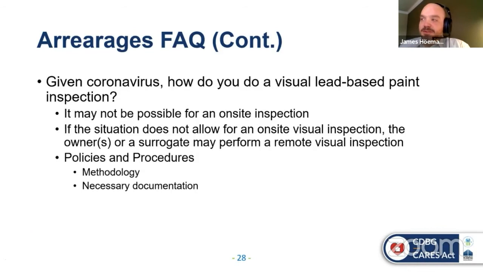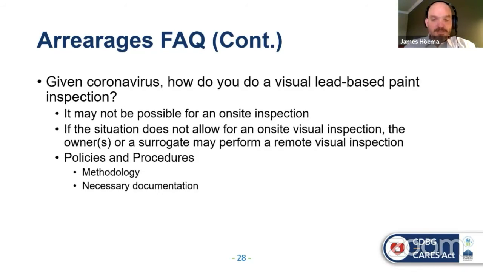So this is a visual inspection. And of course, that is a concern when you're in a pandemic situation, and it may not be possible to do that on-site inspection. It could be that the company being used, or your municipality, or the family themselves don't want to put themselves at risk. That's certainly understandable. So where it's not possible to do that, the owner, or as we'll refer to them, a surrogate, may be able to perform a remote visual inspection.